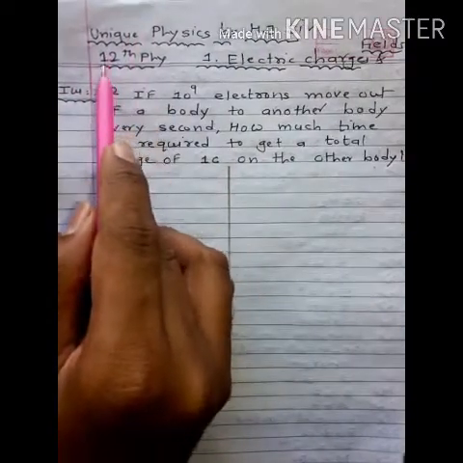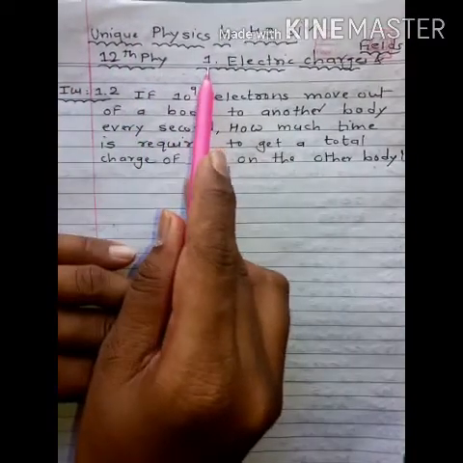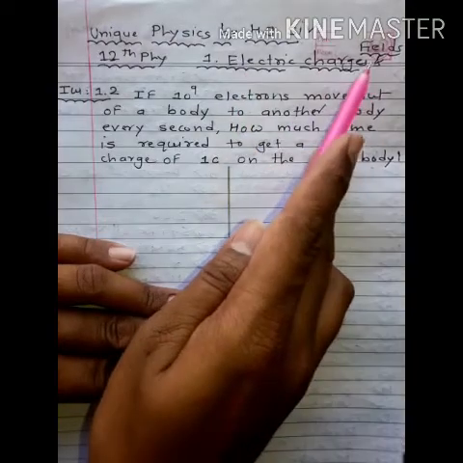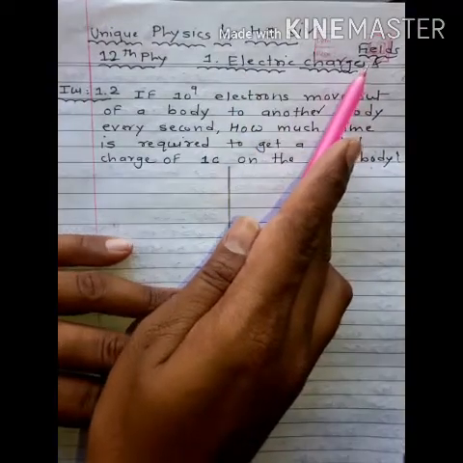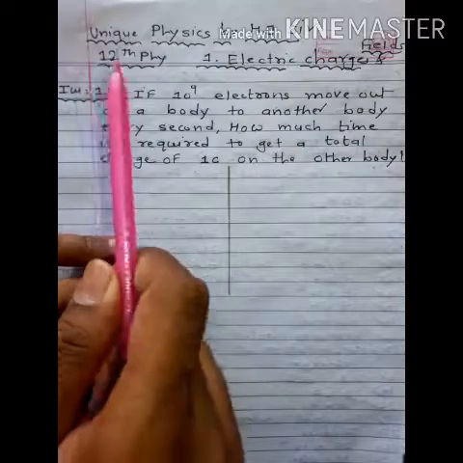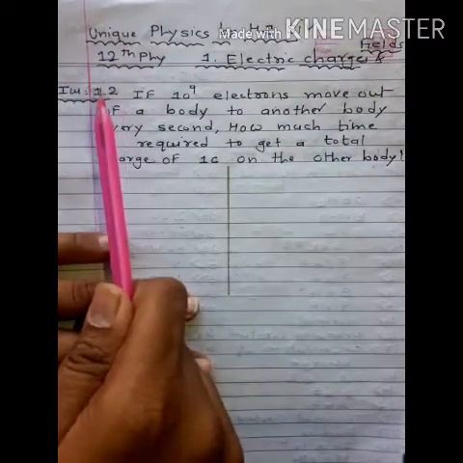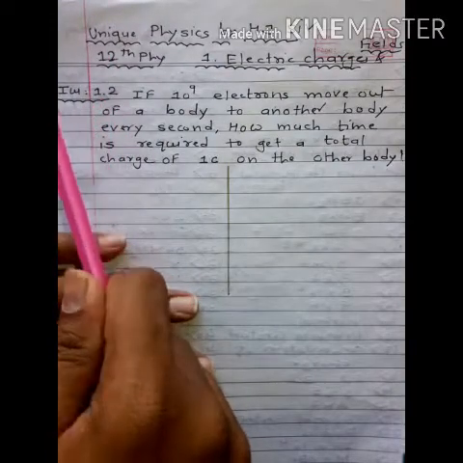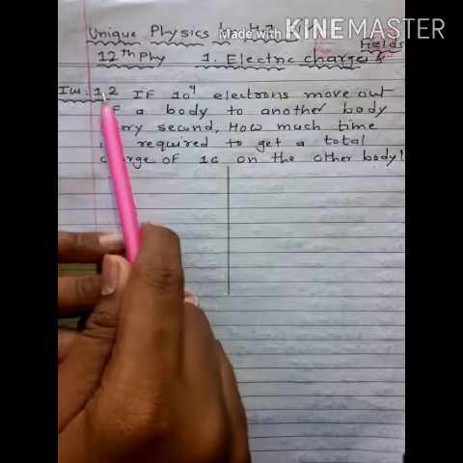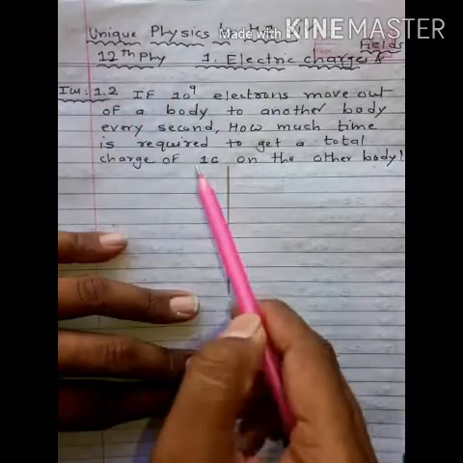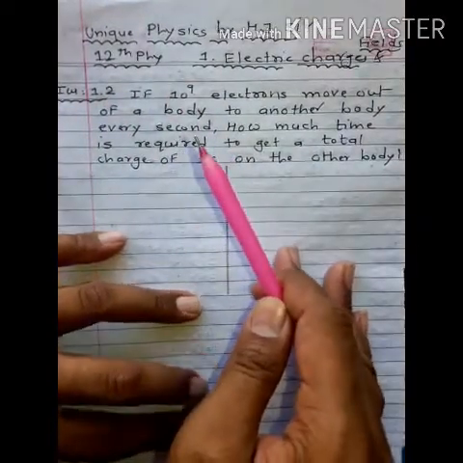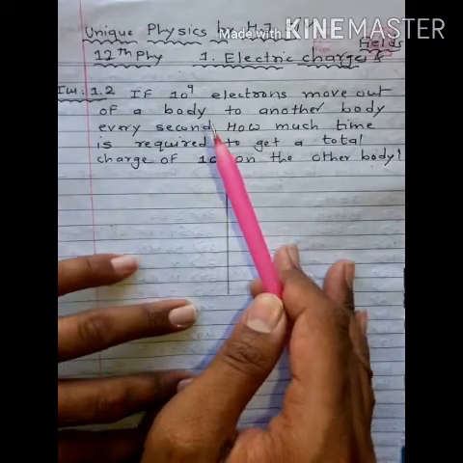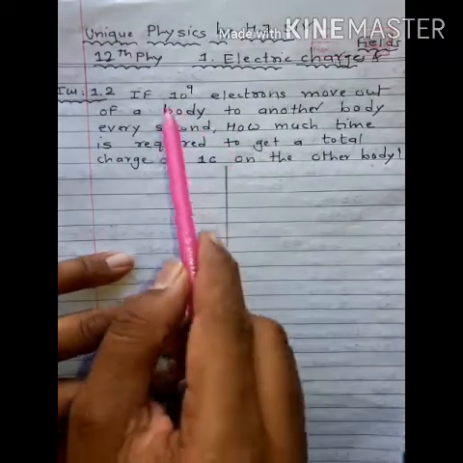Here we discuss 12th Physics, Chapter 1, Electric Charges and Field. Here we explain one of the important illustrations of this chapter, illustration number 1.2. This is the question of illustration number 1.2. Read the question very carefully.